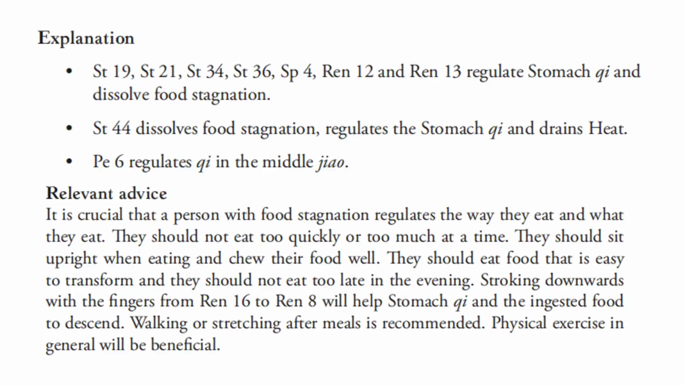The explanation, more so, is Stomach 19, Stomach 21, Stomach 34, Stomach 36, Spleen 4, Ren 12, and Ren 13 to regulate stomach chi and dissolve food stagnation. Stomach 44 dissolves food stagnation, regulates the stomach chi, and drains heat, while Pericardium 6 regulates chi in the middle jiao. And for some more relevant advice, it is crucial that a person with food stagnation regulates the way they eat and what they eat.